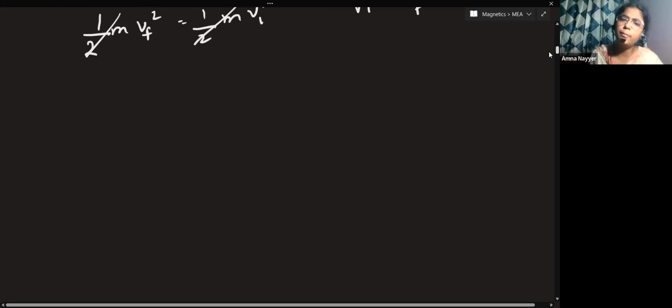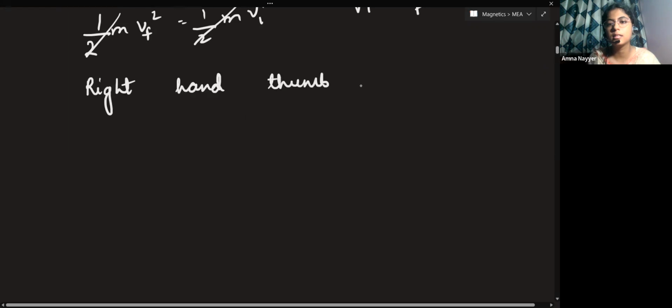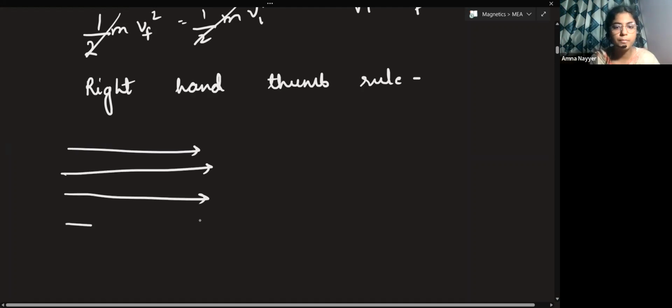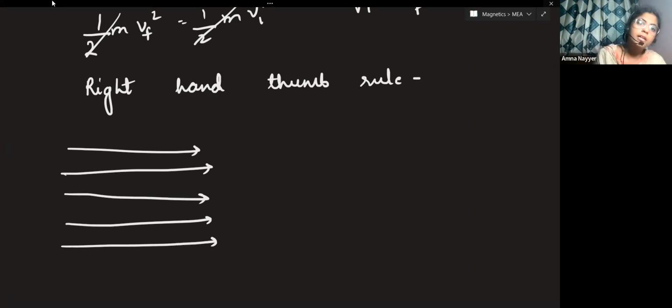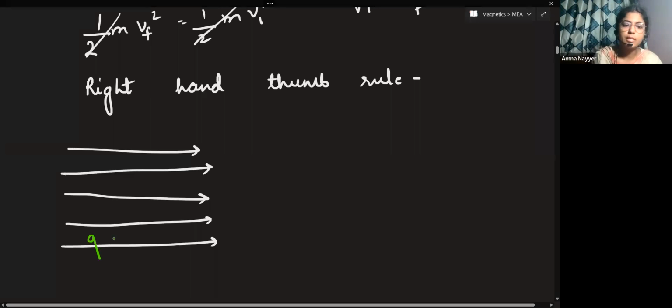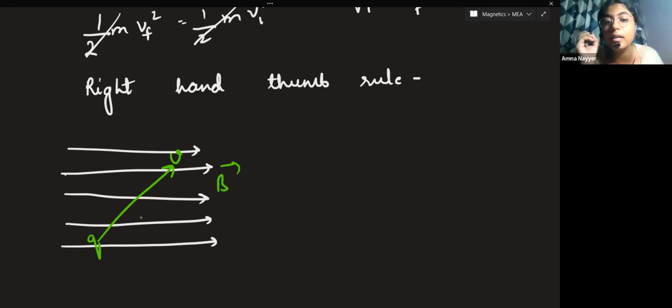See, again, we'll be using the right hand thumb rule only. Right hand thumb rule. Let's take magnetic field lines are there. A charge is kept. Let's take a random velocity. Let's say this is the velocity direction. This is B, this must be making an angle. Right now we are not concerned with the angle. Why? Because magnitude we have discussed. We are just focusing on how to take out the direction.